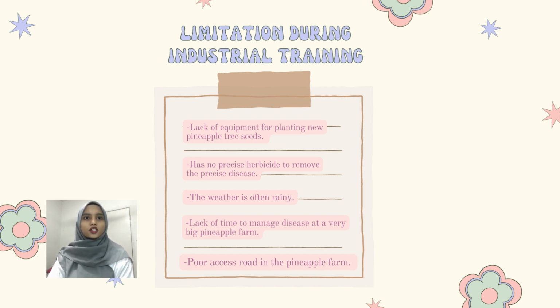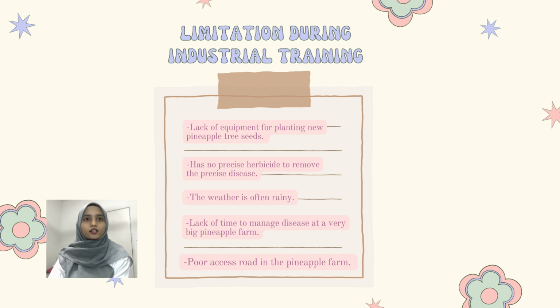The second limitation is students have no precise herbicide to remove the precise disease. During industrial training, students cannot remove the disease because they use a type of herbicide that is not suitable for the disease. It results in the disease staying on the pineapple in the long term until the pineapple cannot be harvested at all.